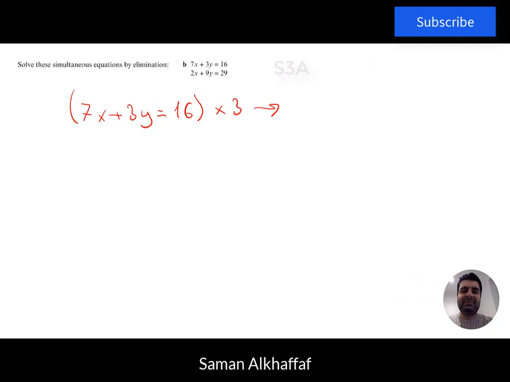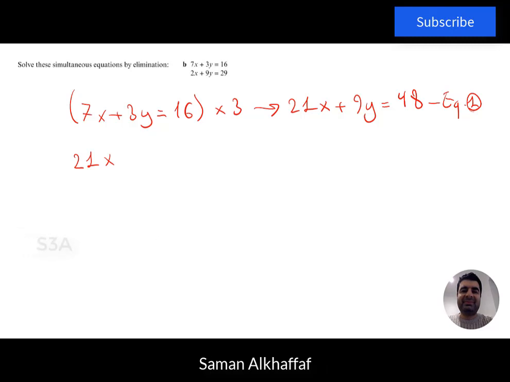So that would give us 21x plus 3 by 3, that would give us 9y equals 16 multiplied by 3, that would give us 48. So now this is our equation 1. Now we will subtract these two equations from each other.